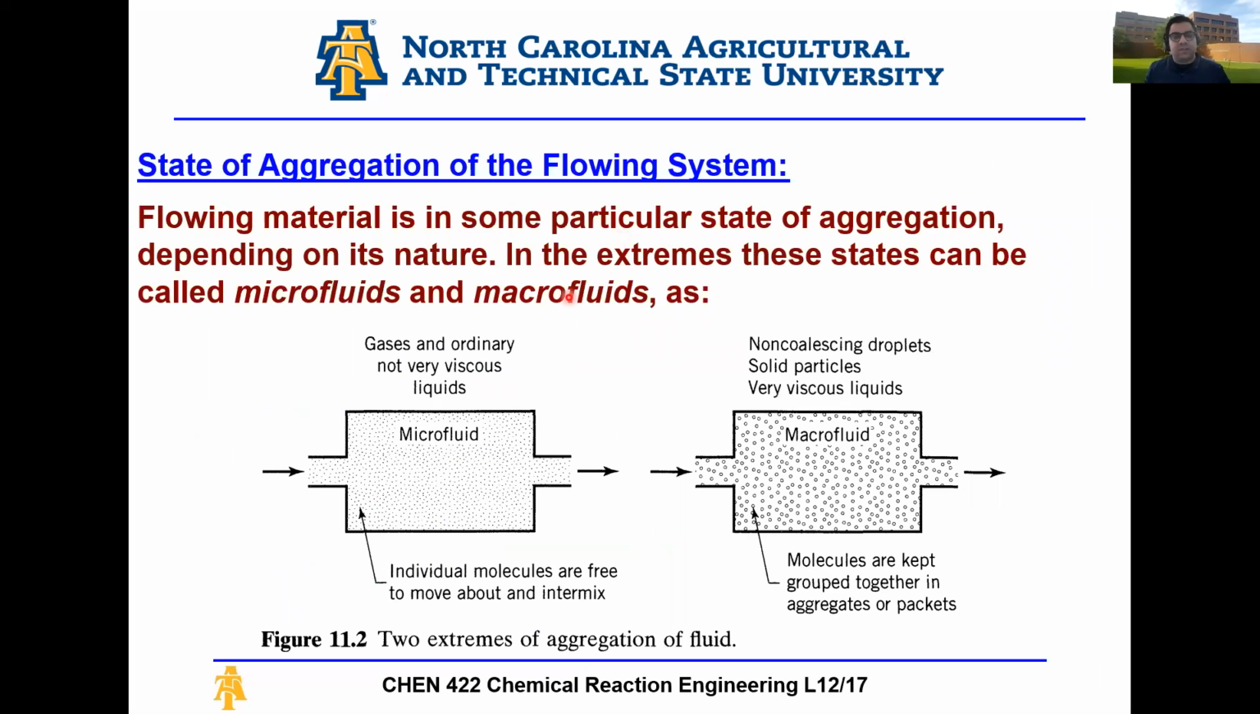Okay, so let's move on to a second idea, which is state of aggregation of the flowing system. You need to remember that flowing material is in some particular state of aggregation depending on its nature. If I have solids flowing, let's say sand, sand flows very smoothly. There's not a lot of aggregation. What if you have chalk flowing? If you've ever seen chalk or cement flowing, they start clumping up, and I have a lot of aggregation in my flow. This is solids flow, a slightly different field, but the same idea applies.